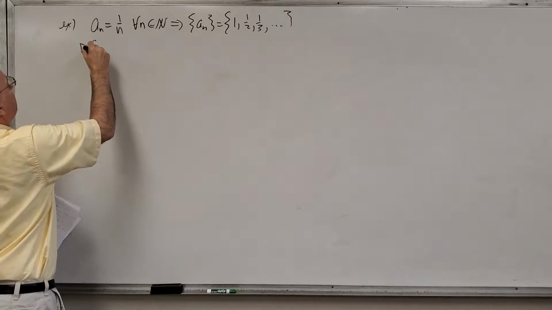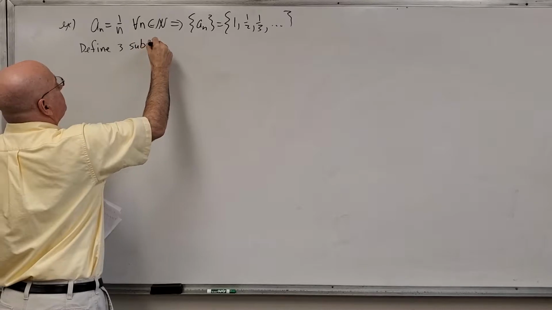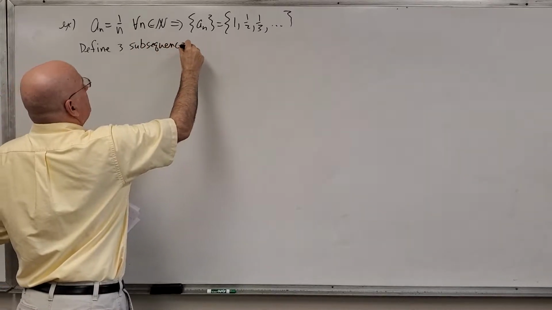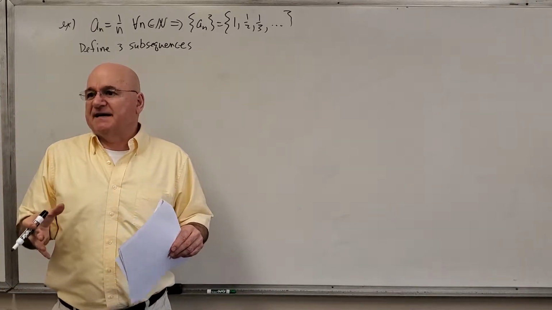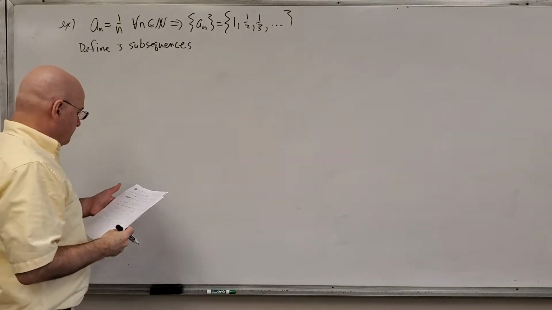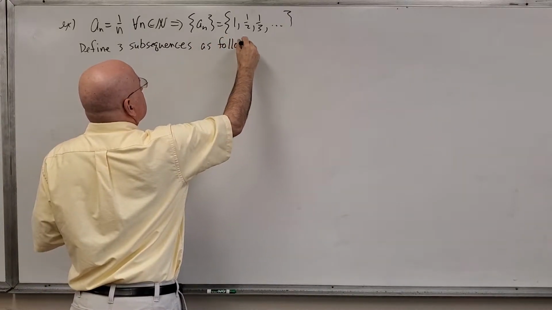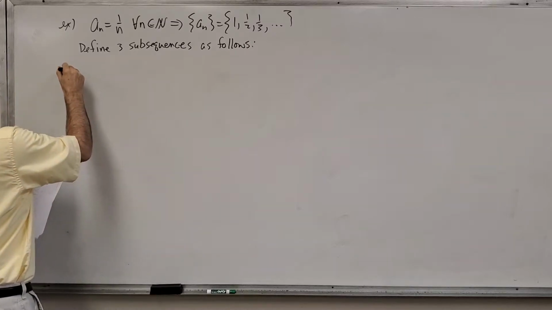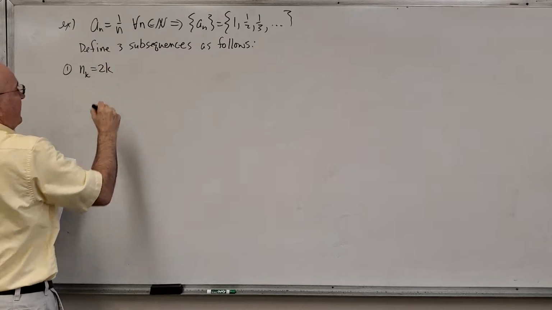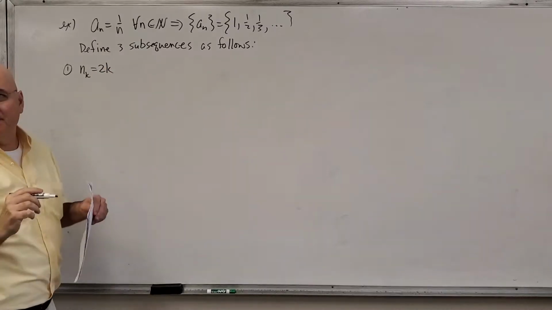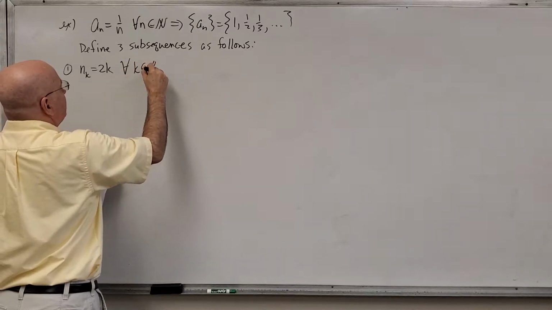We will define 3 subsequences as follows. I'm going to give you the sequence of indexes, the n_k sequences. For the first one, we're going to say that n_k is equal to 2k, like I had written on the board in the upper right just a minute ago, for all k in the natural numbers.